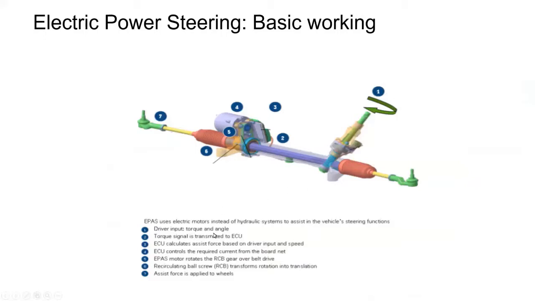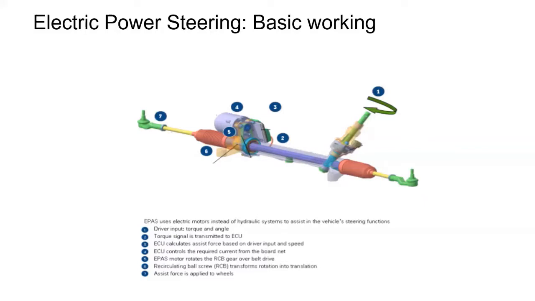Now, if you look at a steering system by itself in a closer picture, you have torque and angle as an input. A torque signal is then transmitted to the ECU. The ECU calculates the assist force based on the driver input and speed, because the amount of force needed changes with vehicle speed. Then the ECU controls the required current from the board. There is a motor control with an inverter and so on in the board, which controls the current applied to the motor.